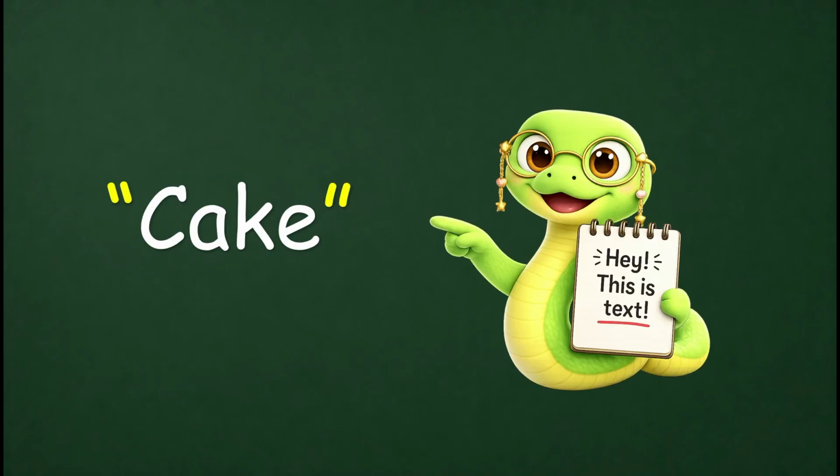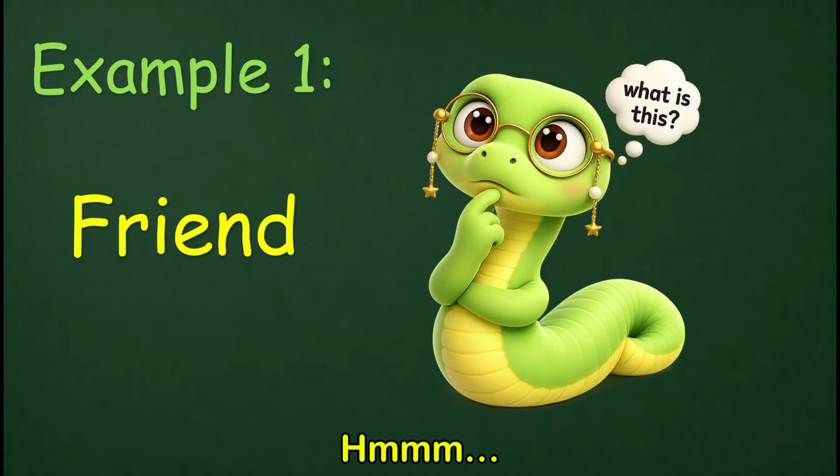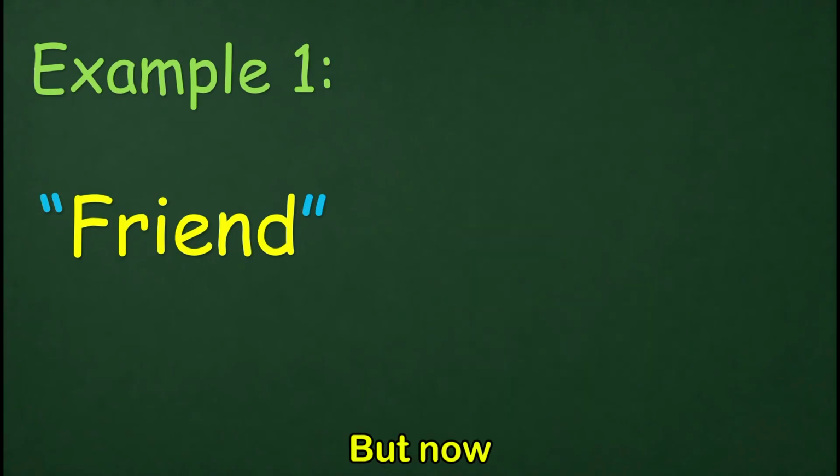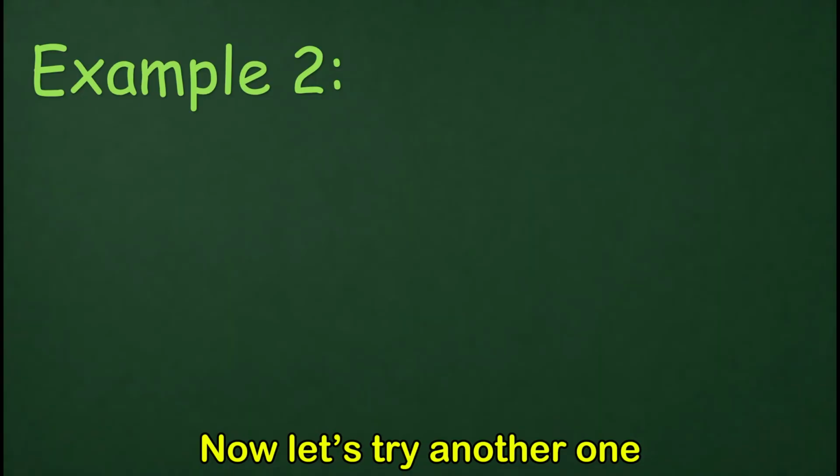Let's test it. Let's look at our first example. Friend. Python looks at it and says, what is this? But now, look at this. Now Python says, oh, this is text. And the text says, friend. Great! Now let's try another one.